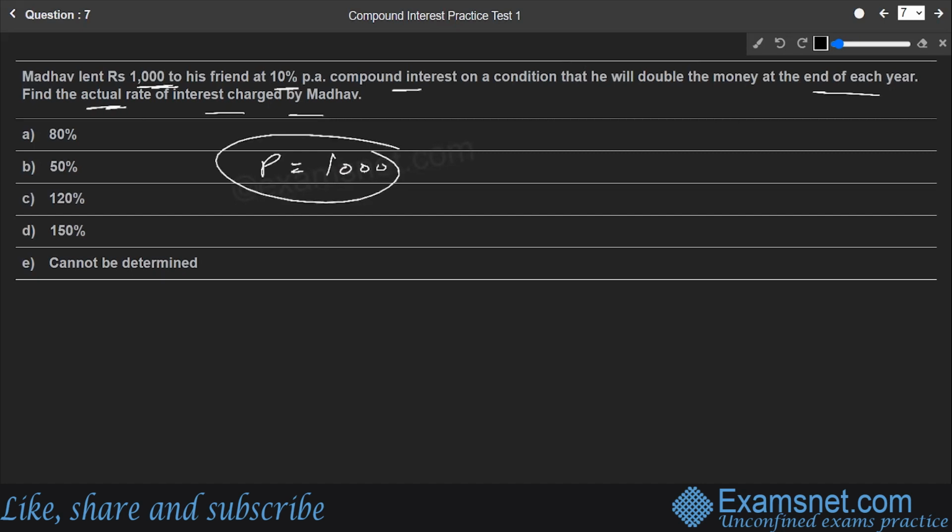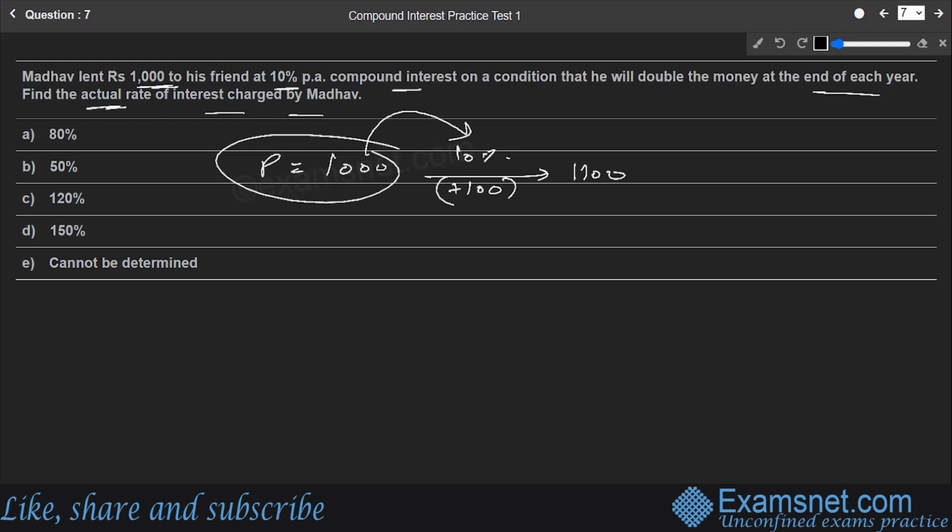Madhav lent 1,000 to his friend at 10% compound interest. So if it has been given at 10% compound interest, then 1,000 plus 10% of 1,000. 10% of 1,000 is nothing but 100. So 1,000 plus 100 is 1,100 rupees. So after 1 year, the amount that is to be paid is 1,100.